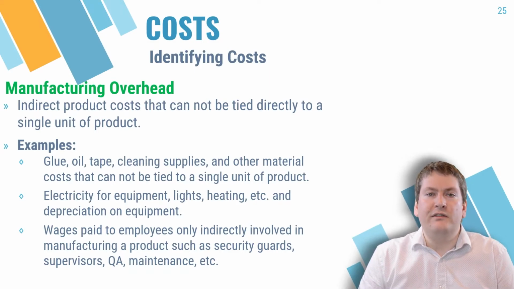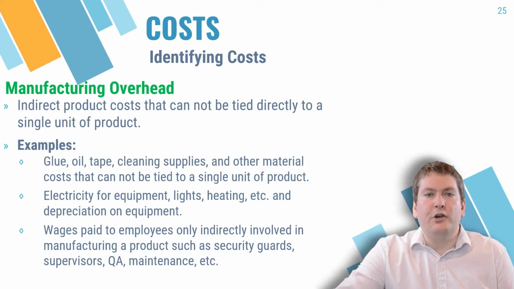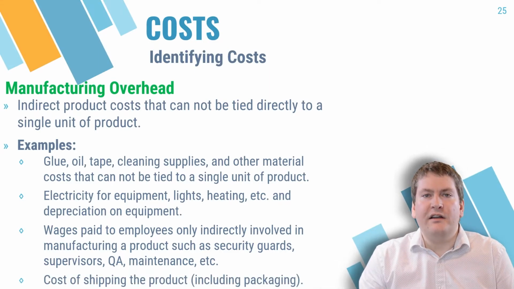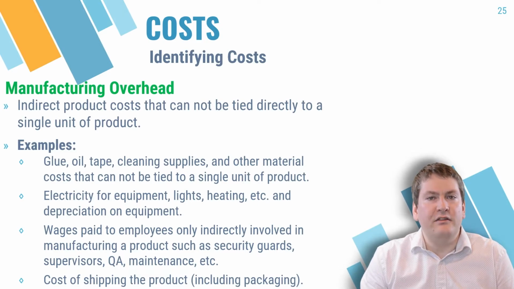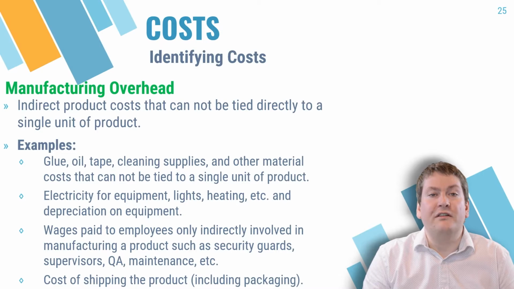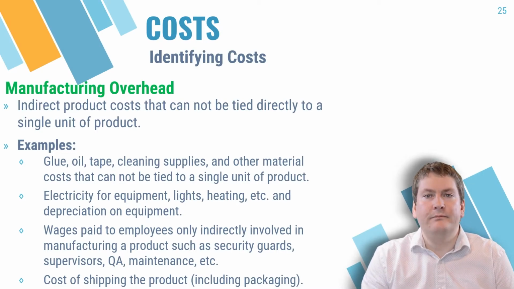Overhead also includes labor costs for employees not directly related to manufacturing your product, such as security guards, supervisors, quality assurance employees, and maintenance personnel. Finally, the cost of transporting or shipping your product to where it needs to go, either directly to the consumer, to a warehouse, or to a retailer, these would be manufacturing overhead costs. The exception being if you pass these costs on to the consumer, for example, if you made them pay shipping and handling.